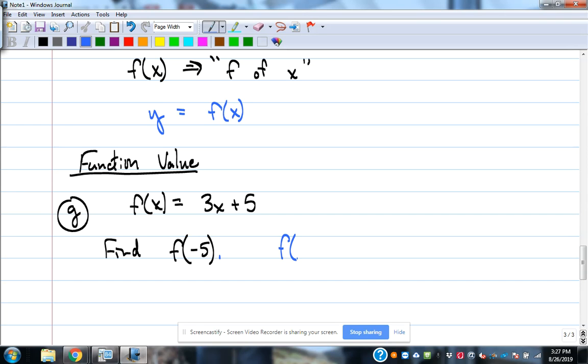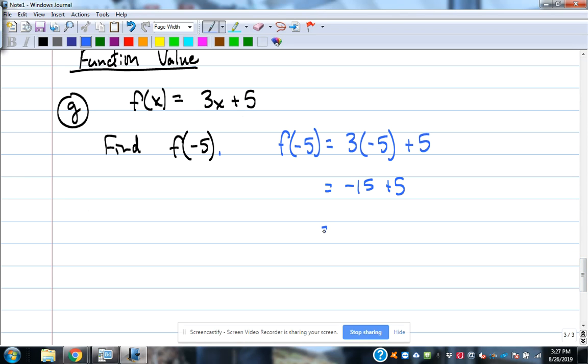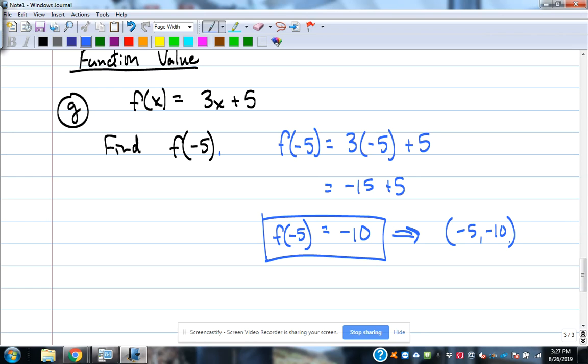So that means to find F of negative 5, I'm going to plug a negative 5 in for X and work that side out. So that'd be negative 15 plus 5. That'd be negative 10. So F of negative 5 is equal to negative 10. That is the same thing as an ordered pair, negative 5, negative 10. So equate those things together. The function notation like this is the X value, this is the Y value. It's the same thing as an ordered pair, X value, Y value. Nothing different. They're the same. Same idea. So function value, take whatever's in parentheses and plug it in the place of X.